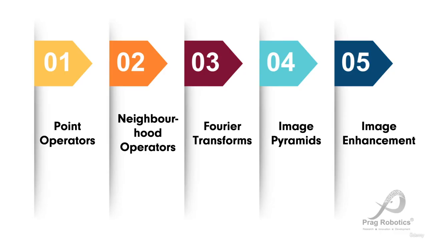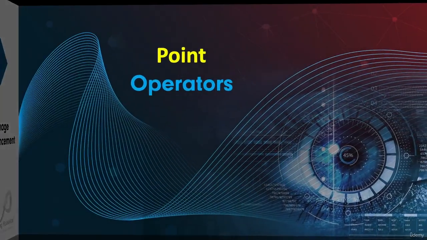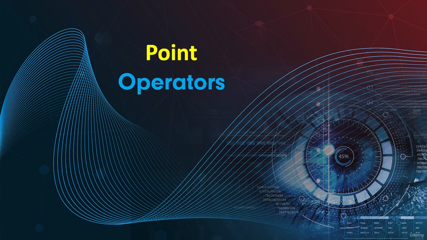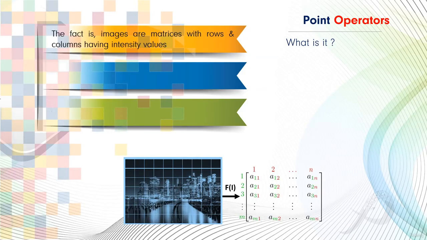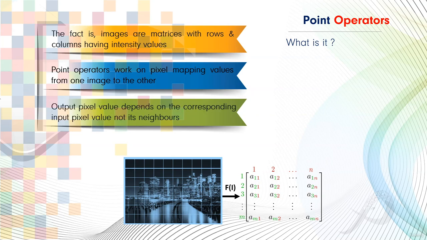The first process we are going to have a look at is the point operator. All these operations work with pixels. When considering an image, it's basically a matrix of rows and columns of values. These values are nothing but the intensity values of the colors. It works on pixel mapping values from one image to another. Finally, the output image value is matched with the input value.